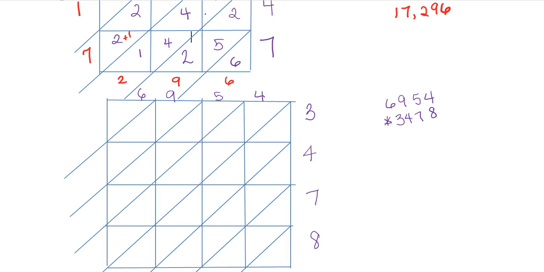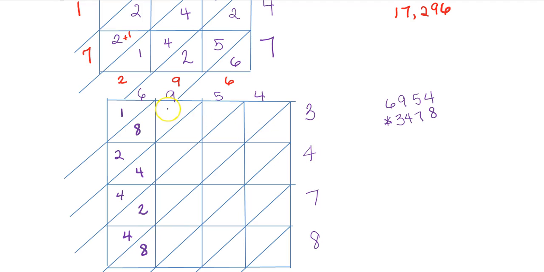So I'm going to go ahead and do this one. This is a 4 by 4, and then I have one more. I think it's a 4 by 5 that we're going to do. So in this case, 3 times 6 is 18. 4 times 6 is 24. 7 times 6 is 42. And 8 times 6 is 48.